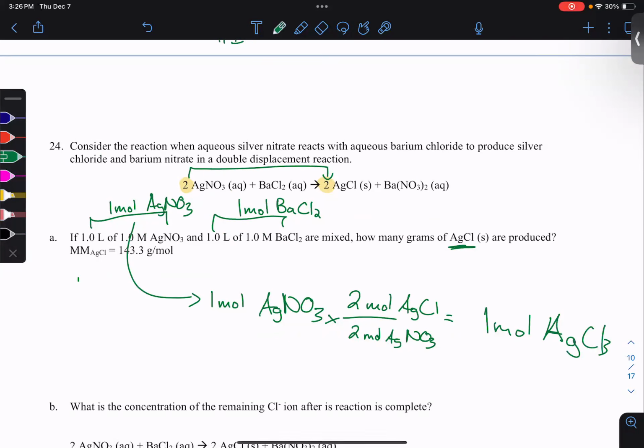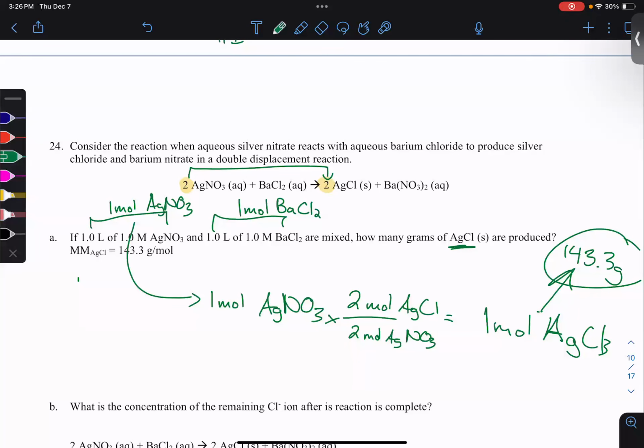All right. And then to get a gram amount, just use the molar mass. So you make 143.3 grams of it, right? Because I give you the molar mass, right? So I just logicked my way through that. I recognize, oh, silver nitrate's limiting. The limiting reactant always dictates how much product I make. So I can just do it that way.